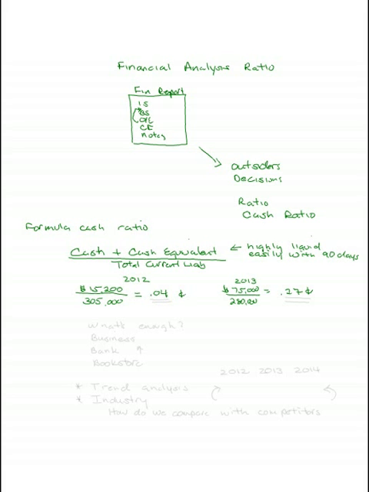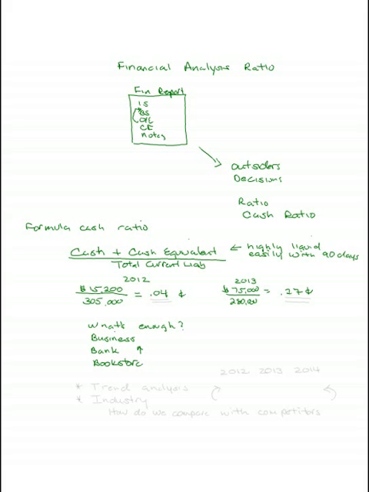Is this good? Is this bad? What's enough? What do we want this to be? And the answer is, it really depends on the business you're in. It's going to be situation specific. A bank, for instance, would like to have a lot more cash on hand than, say, a bookstore might need. So, how can you tell then?